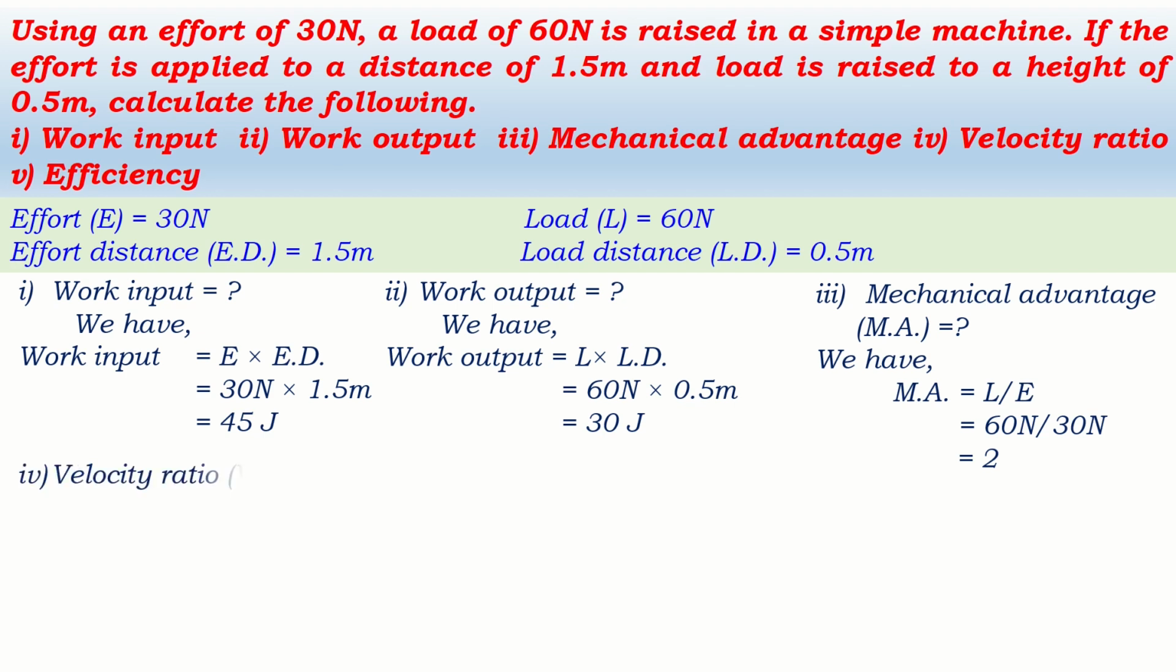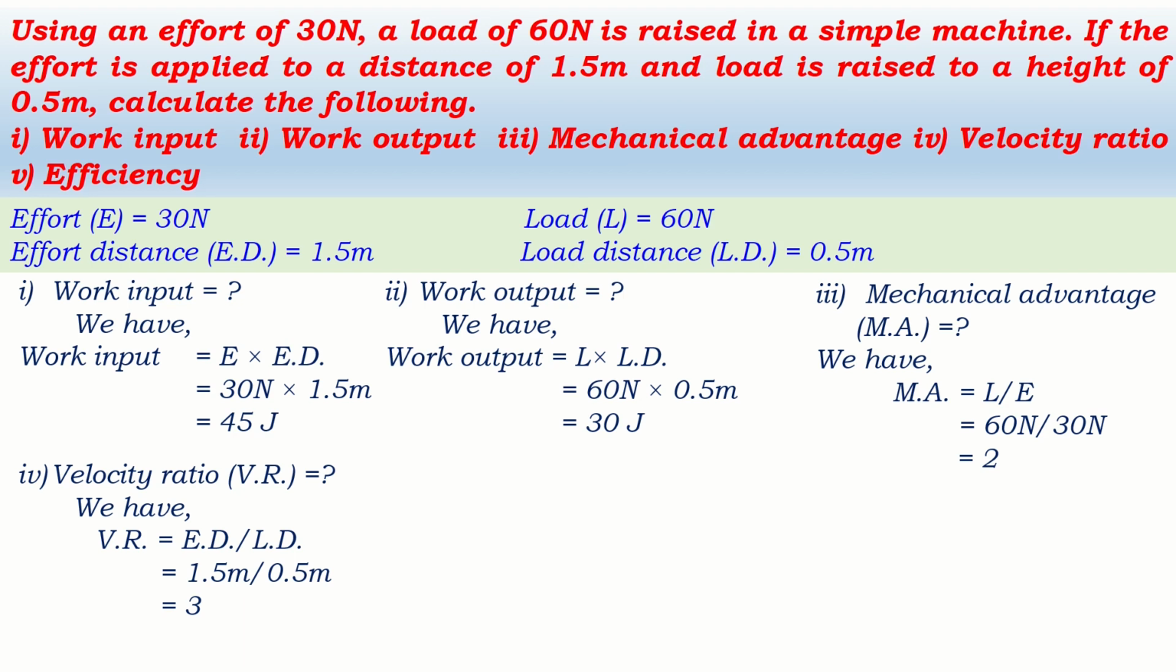Okay, next, velocity ratio. What is velocity ratio? We have this formula. Velocity ratio is equal to effort distance upon load distance, and these two are given here, effort distance and load distance, and we have to write these values. 1.5 divided by 0.5, then we'll have what? 3. What does it mean? Velocity ratio 3 means effort covers 3 times greater distance than that of the load.